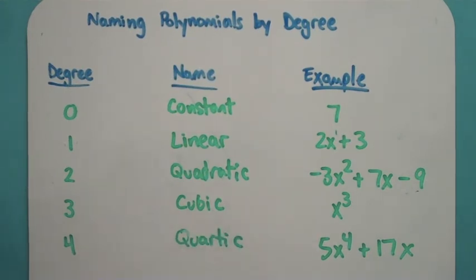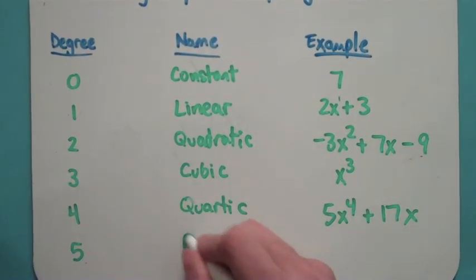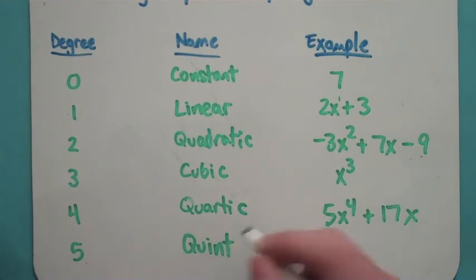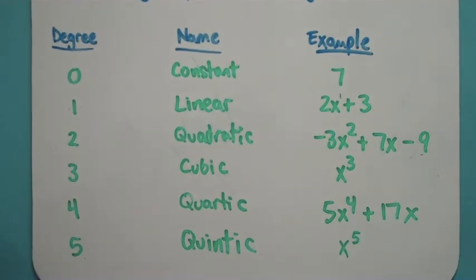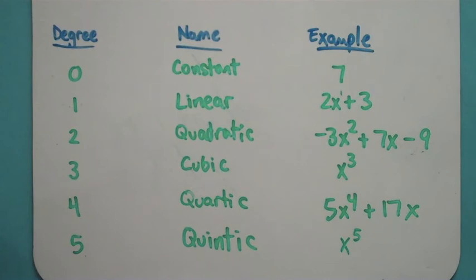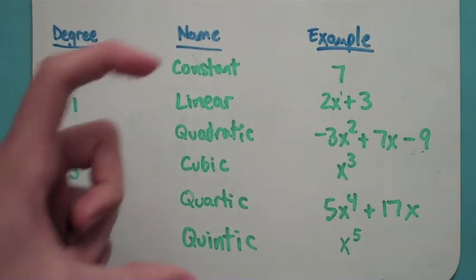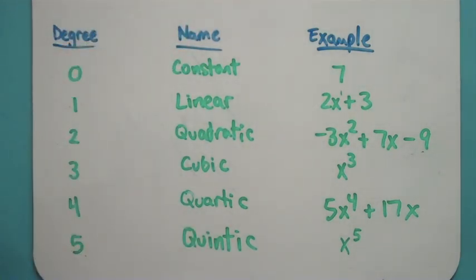Think about a quarter is like a fourth of a dollar, or a quart. There are 4 quarts in a gallon. Quartic means 4. And a degree 5 polynomial is called a quintic. Quintuplets mean that there are 5 kids, 5 identical kids. A quintic polynomial is a polynomial of degree 5. There are names for ones beyond this, but then it gets a little hard to remember. So if you had like an x to the 7th, you would just say it's a polynomial of degree 7, or polynomial of degree 12, or whatever the case may be. But these ones right here, you guys do need to know those names. So be sure you can keep those all straight.